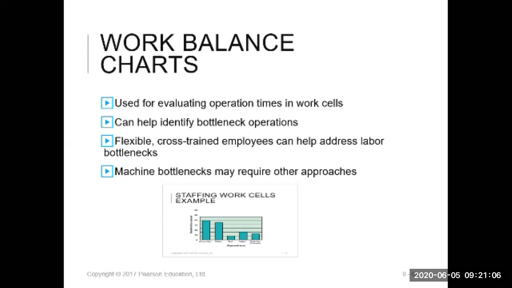But if the machines cause the bottleneck, then another approach is to change to a more efficient machine or buy a second one to help reduce the bottleneck. Bottlenecks cause a lot of problems. I think this was already discussed in the previous chapter. That's why companies in work cell layouts need to have this work balance chart to reduce bottlenecks.